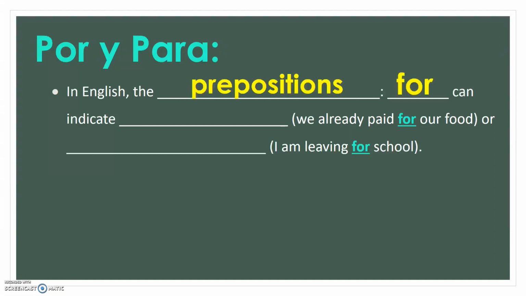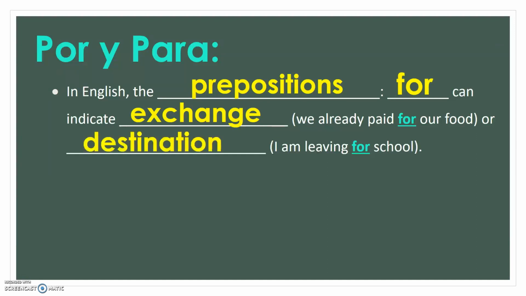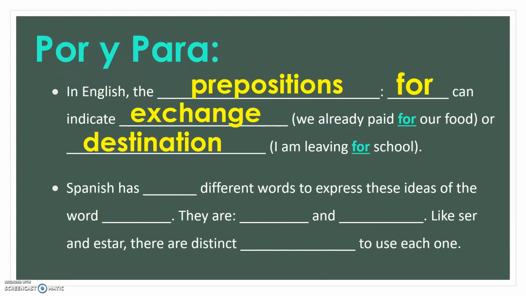Por y para, en inglés, las preposiciones for pueden indicar exchange, el cambio. Por ejemplo, we already paid for our food. We have exchanged money for the food. O destino o destinación, destination. I am leaving for school. I'm headed to school. En español, hay dos palabras diferentes para expresar esas ideas de la palabra for.